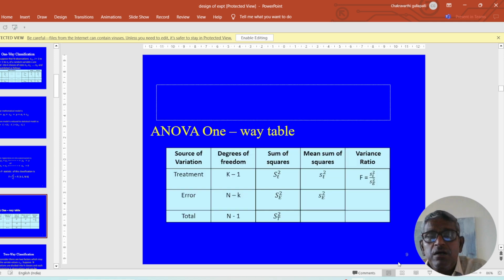Now the complete values are enumerated into a single table called the one-way table. This is a standard table with columns: source of variation, degrees of freedom, sum of squares, mean sum of squares, and variance ratio. We use treatment, errors, and total. So this is the final concluding table of one-way classification.